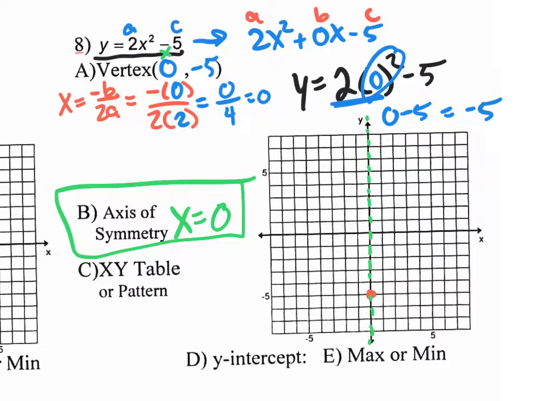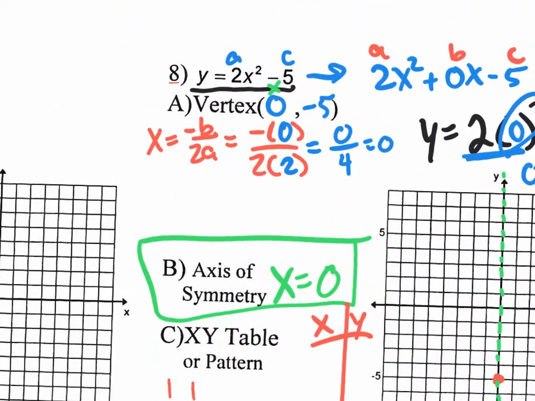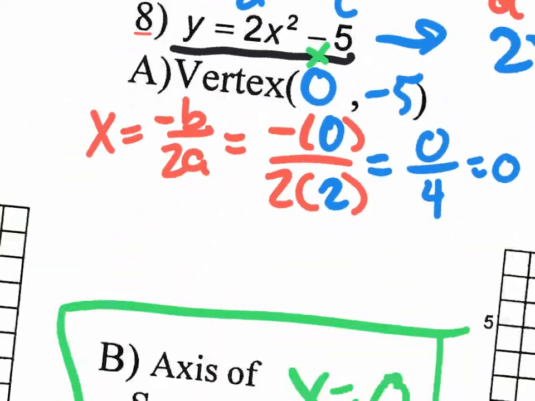Now we either need to use an input-output table, an xy table, or the pattern. So it's totally up to you guys. I always go with the pattern. And normally the pattern for the a value of 1 is 1, 1, 2, 4, 3, 9. But this a value is what? What's the a value up here? 2. A value is 2, right? There it is. The a value is 2.